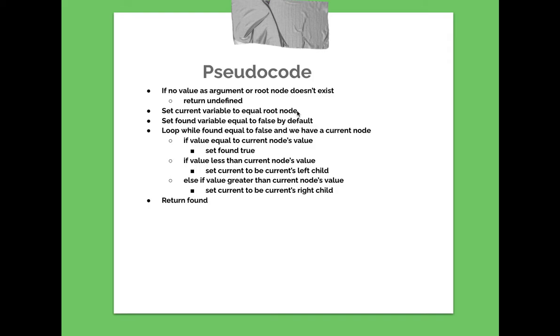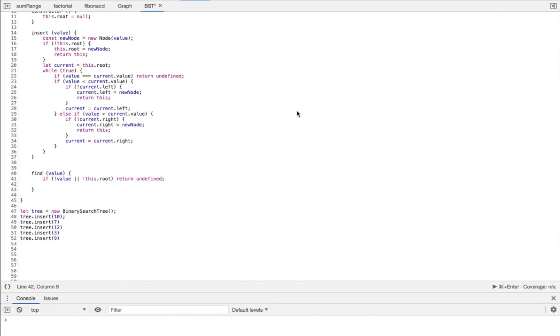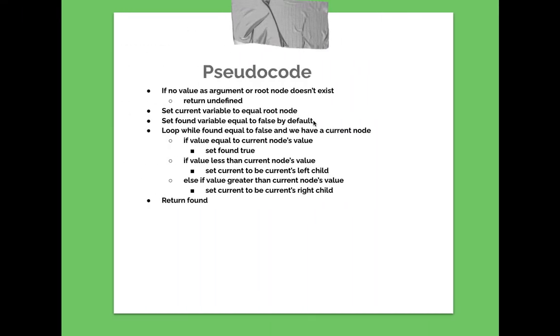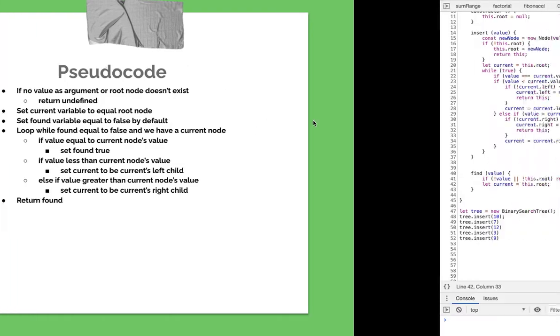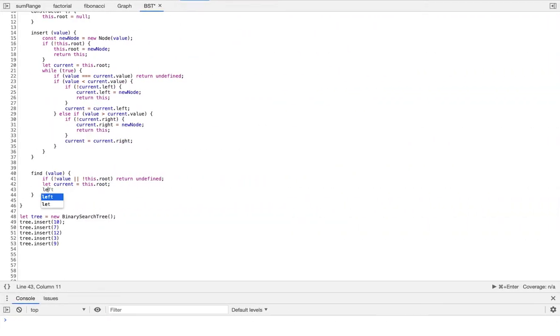Next, set current variable equal to the root node. So to start off with, we're going to set our current node. Let's call it current and let that equal this.root. Next, set found variable equal to false by default. Let found equal false. Towards the end of our method, the value of found will be returned, and it will be either true or false, letting us know whether the value did exist within our tree or not.